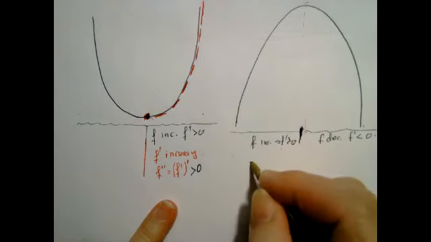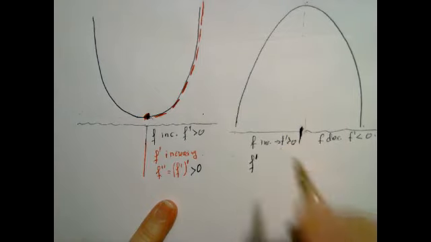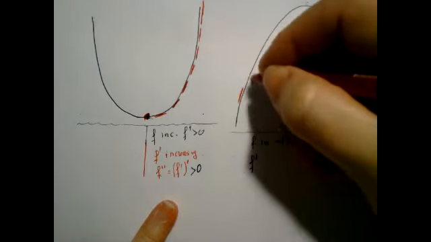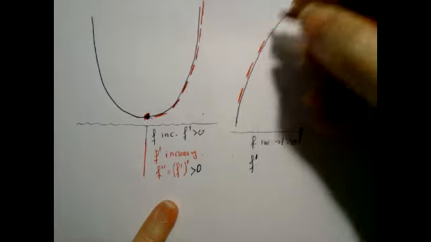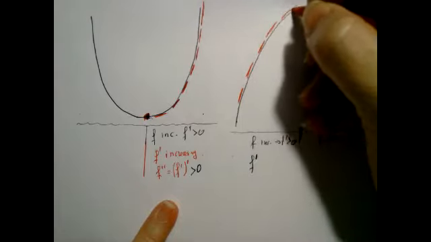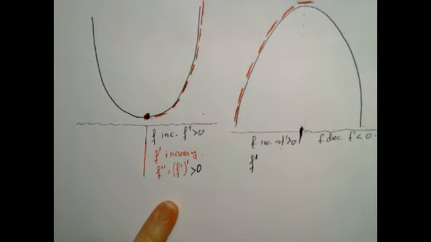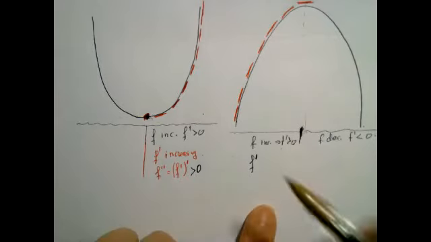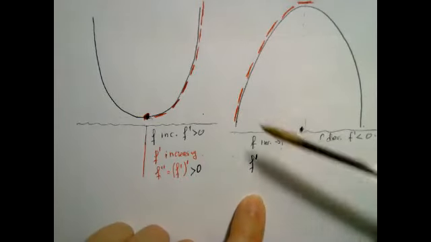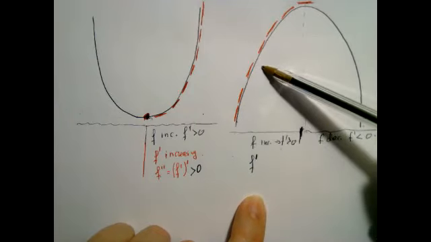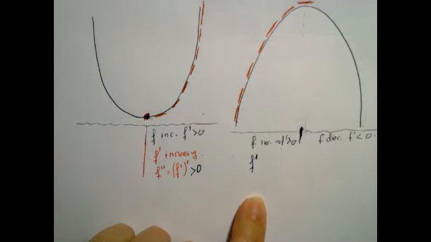Now, what about f prime? So f prime is positive, the function is increasing. What can we say about f prime here? Is it increasing or decreasing? In this scenario, what can we say about f prime? Increasing or decreasing? Think again. Look at the picture again. Yeah, f prime is positive, but it's decreasing.